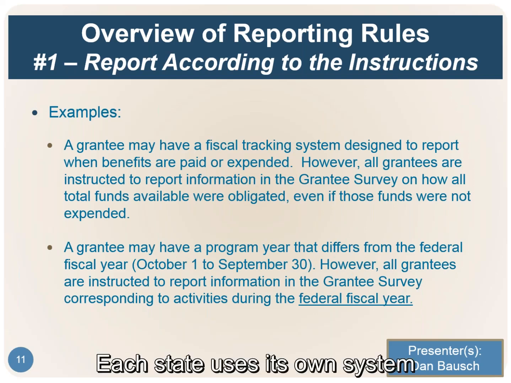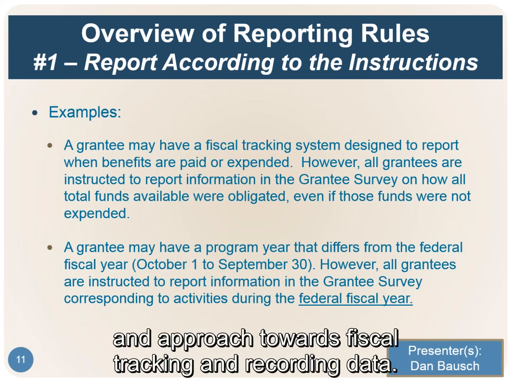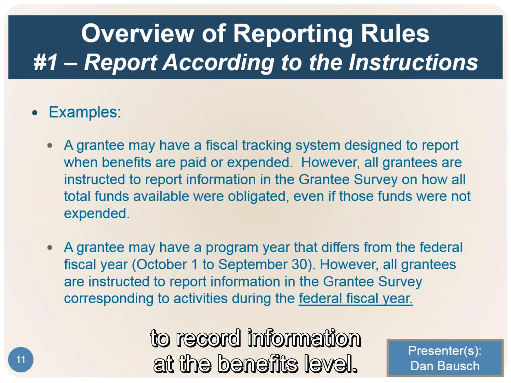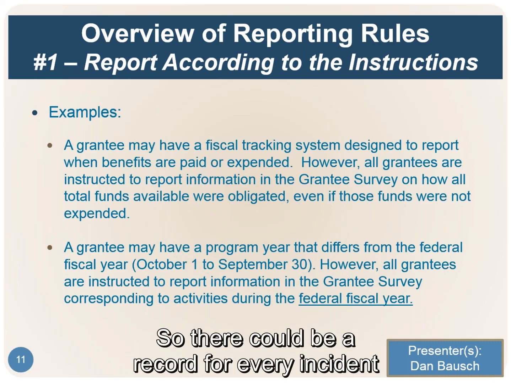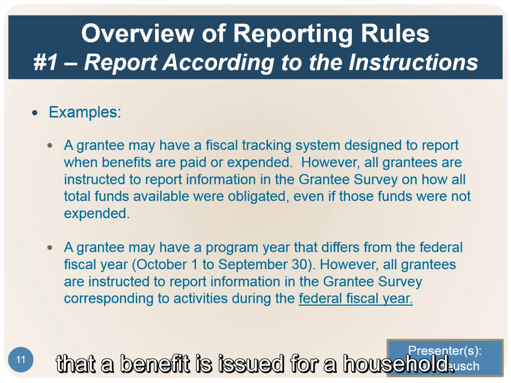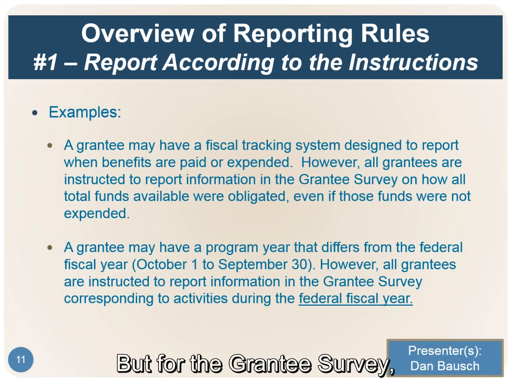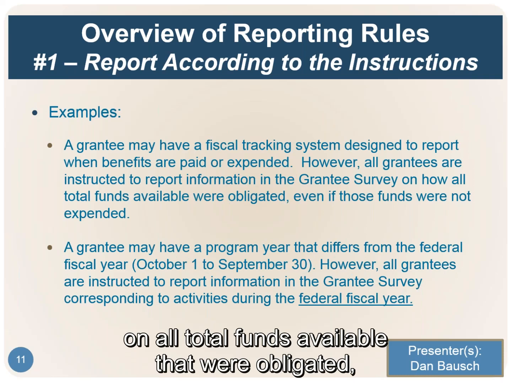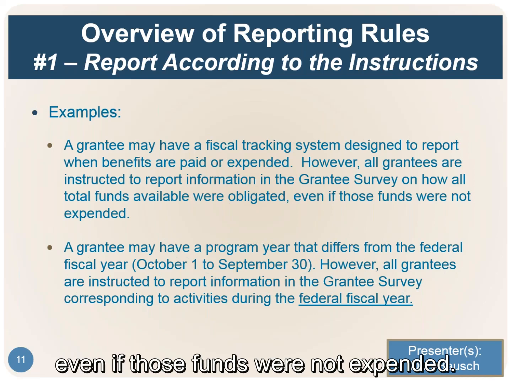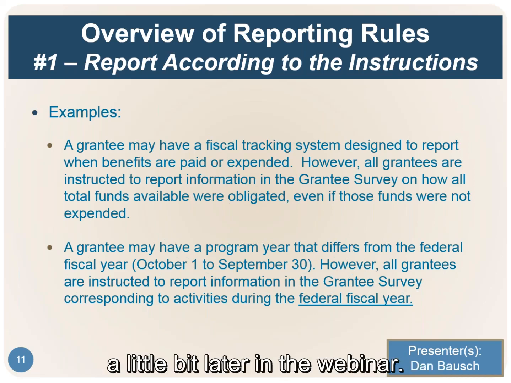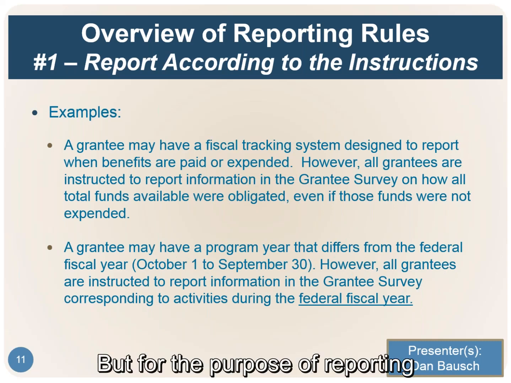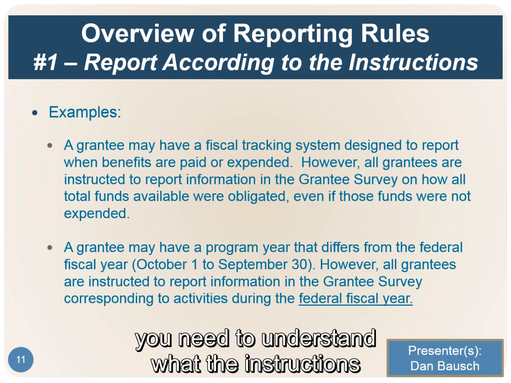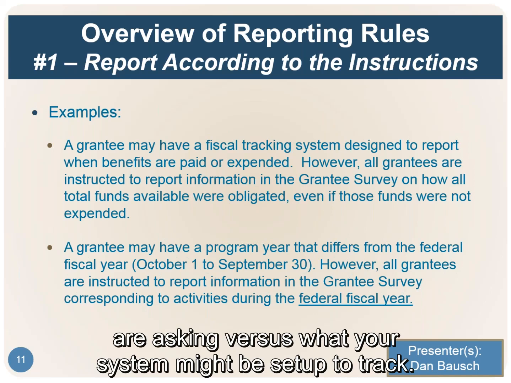Each state uses its own system and approach towards fiscal tracking and recording data. So the first example is your system might be set up to record information at the benefits level. So there could be a record for every instance that a benefit is issued for a household. But for the grantee survey, you're being asked to report information on all total funds available that were obligated, even if those funds were not expended. This is a concept we're going to talk about a little bit later in the webinar. But for the purpose of reporting according to the instructions, the important thing to remember is that you need to understand what the instructions are asking versus what your system might be set up to track.